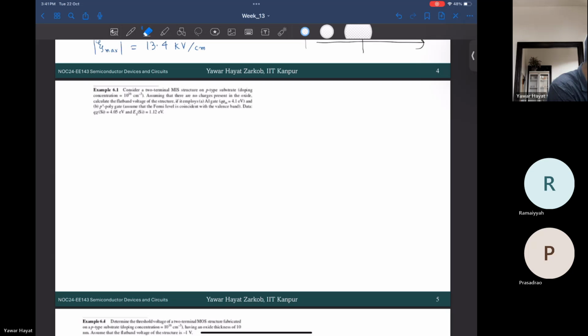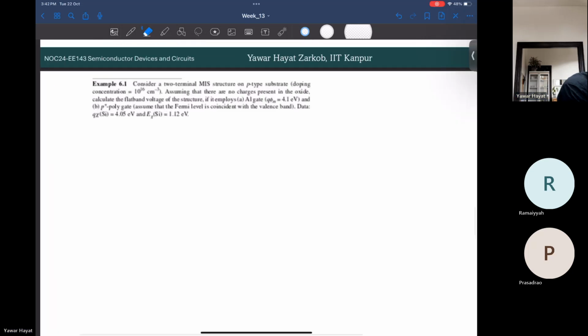Anyone? Flat band voltage would be the difference in the work functions of the metal and the substrate. Good. So your VFB would be, nice. So we have part A, and in part A there is an aluminum gate, right? It's given that q phi m is 4.1 electron volt, right?